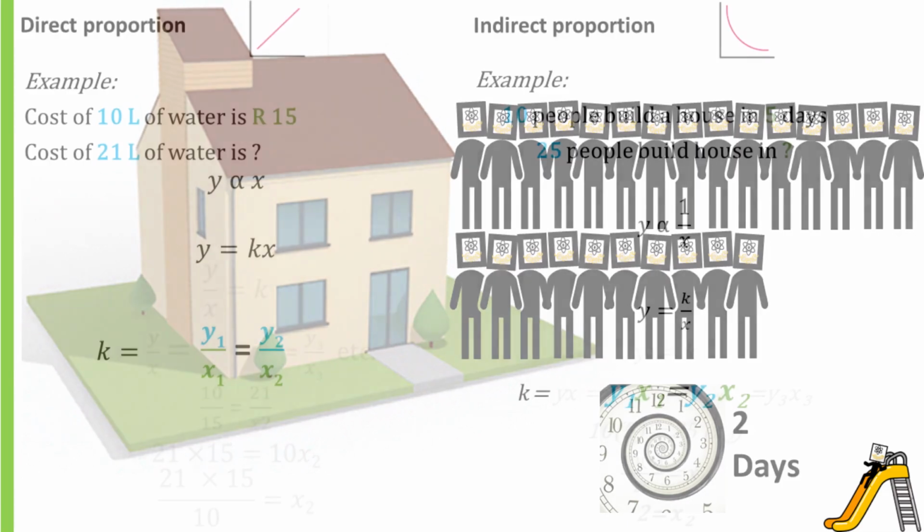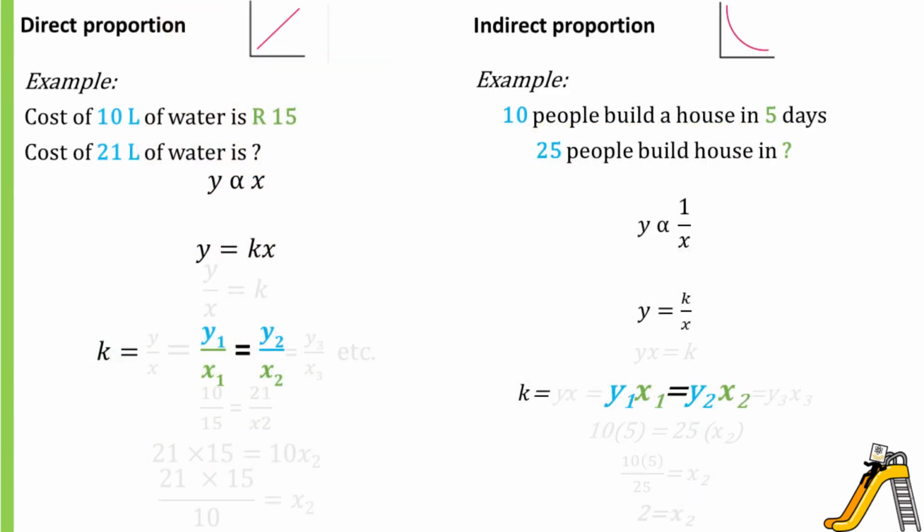Now I have put the two examples side by side for you to appreciate the differences between the two and how the two formulas were derived. In the one example, we had a cost which was proportional to the volume of water that we were selling, and in indirect proportion we had a task that needed to be completed, and the number of days decreased when we increased the number of people. As you look at these side by side, you can also see that their formulas are different.